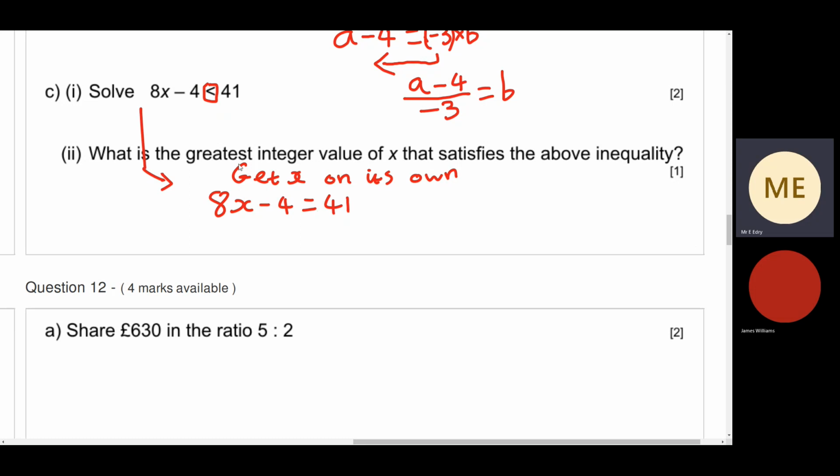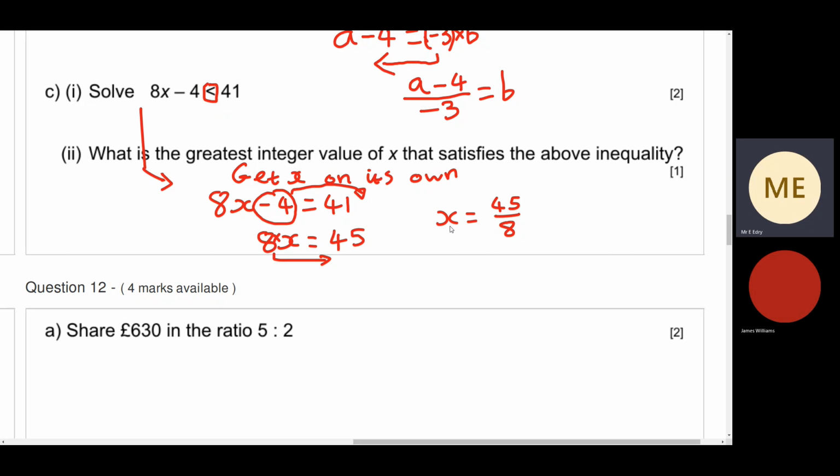Well, we are going to divide the 8, but firstly, I need to deal with the minus 4. Well, we can take the 4 over, yeah? Now, this 4 is being taken away. So when I take it over, it becomes the opposite, which is plus. So I get 8x equals 41 plus 4, which is 45. Then I'm going to do what you said earlier, and I got times by 8, so I'm going to divide by 8. So I get x equals 45 divided by 8.